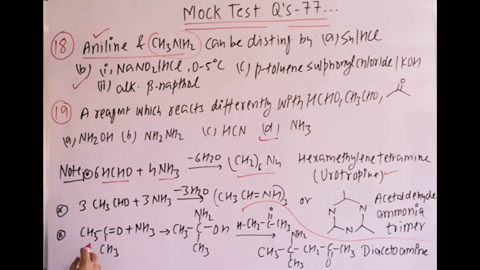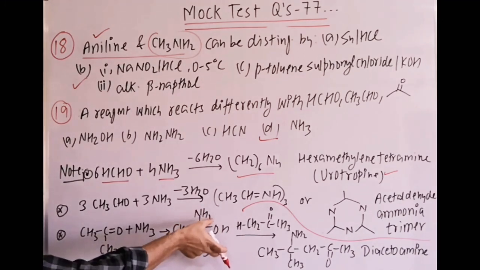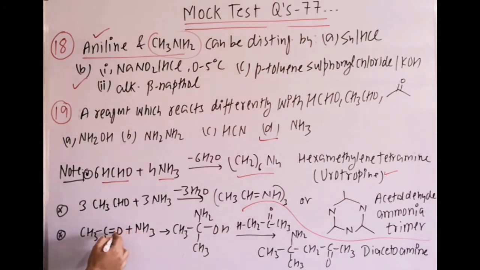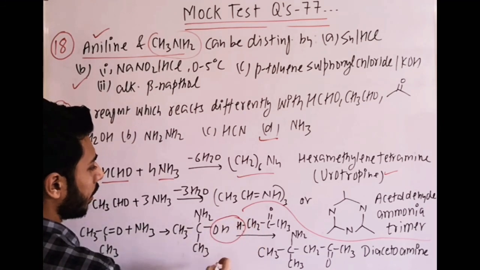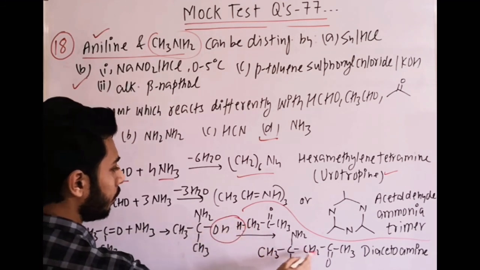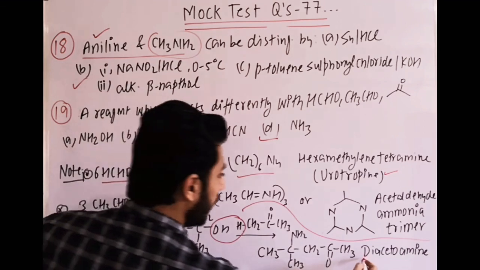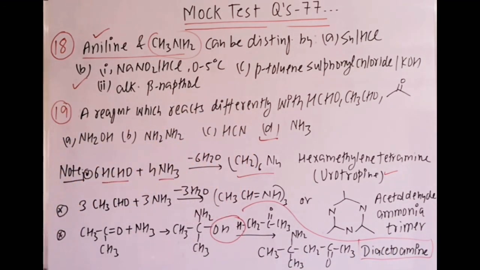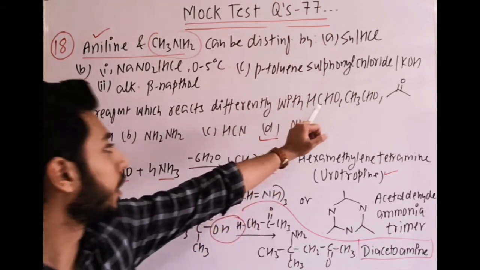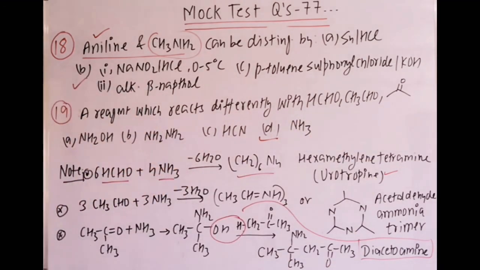And acetone after treating with ammonia forms this type of compound. Then O- will take H and NH2 attacks. Then with another molecule, water is removed, and this carbon is bonded to CH2, and diacetonamine is formed. So ammonia can be used to distinguish these three compounds, HCHO, CH3CHO and acetone.